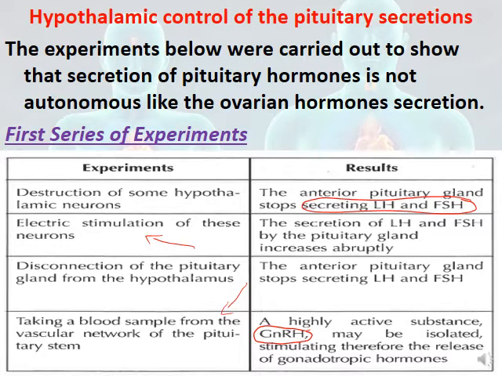So as a conclusion, the hypothalamus controls the activity of the anterior pituitary gland through the secretion of the hormone GnRH, which is released into the blood.